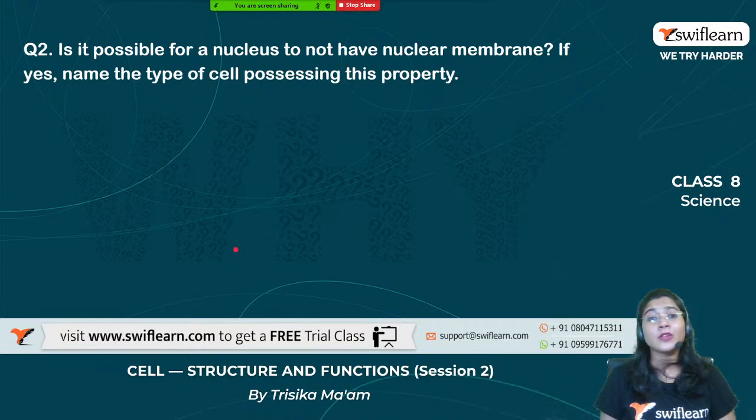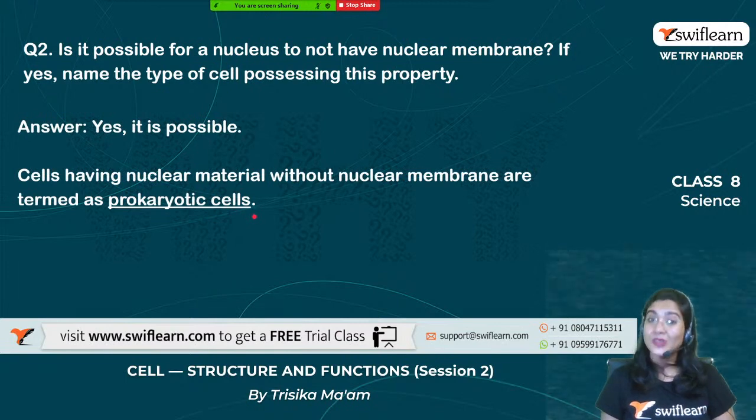Is it possible for a nucleus to not have its nuclear membrane? If yes, name the type of cell possessing this property. Who will be able to tell me this answer? Which cell does not have a proper nucleus? We call it the primitive nucleus. Okay, so they are the prokaryotic cell. Please write down your answer in the chat box.